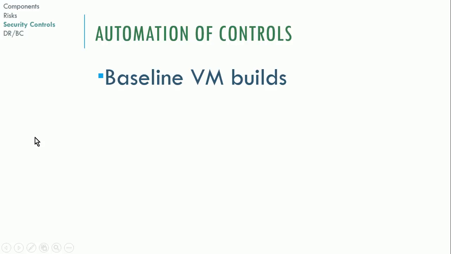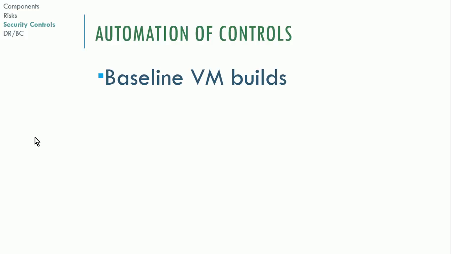Now that we've talked about some of the risks, we can also look at some of the security controls. One of the security controls we have available is baseline virtual machine builds. When you build a VM, and this is the nice thing about VMs, you can build a standard image from which your VMs are created. Microsoft actually does this with Azure.